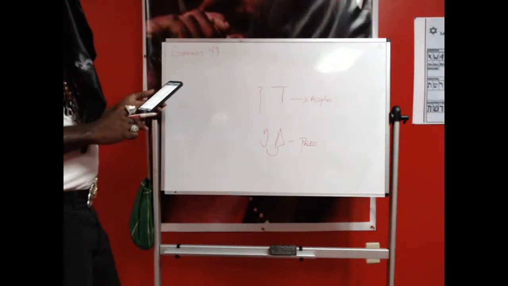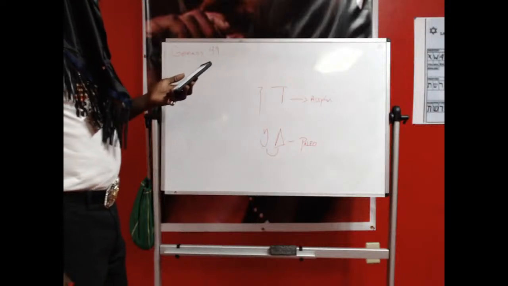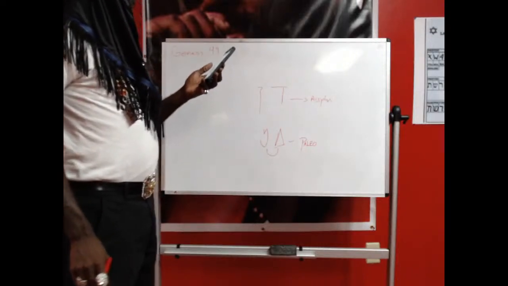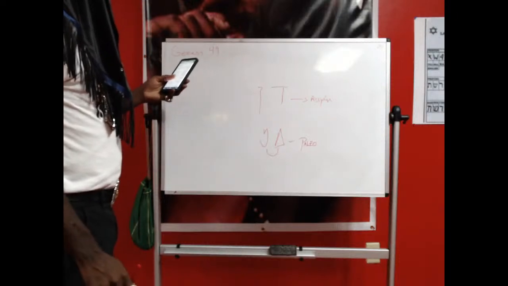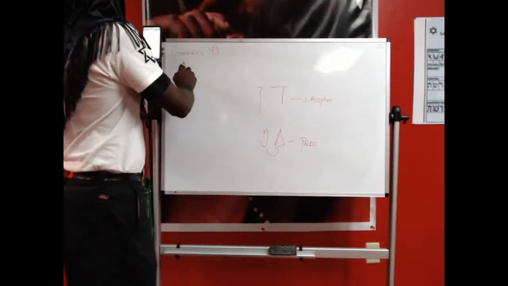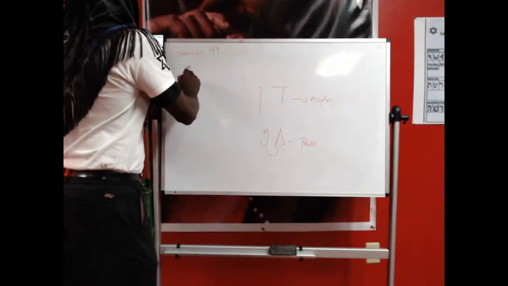Verse 16, it says, Dan shall judge his people as one of the tribes of Israel. Verse 17, Dan shall be a serpent by the way, an adder in the path that biteth the horse's heels, so that his rider shall fall backward. Now, ain't that something?